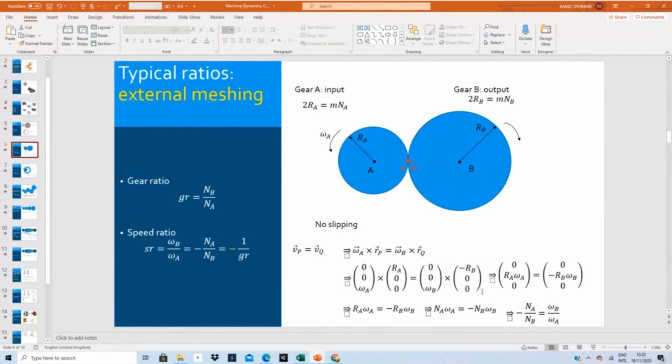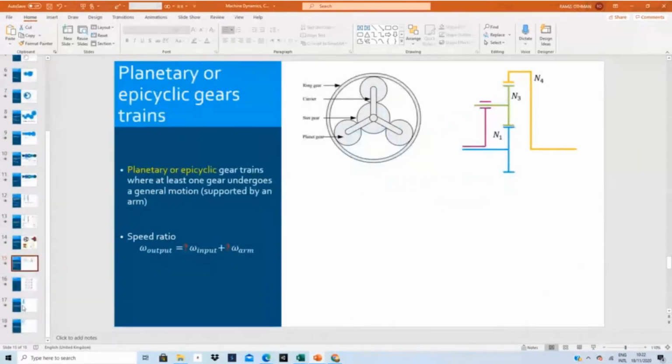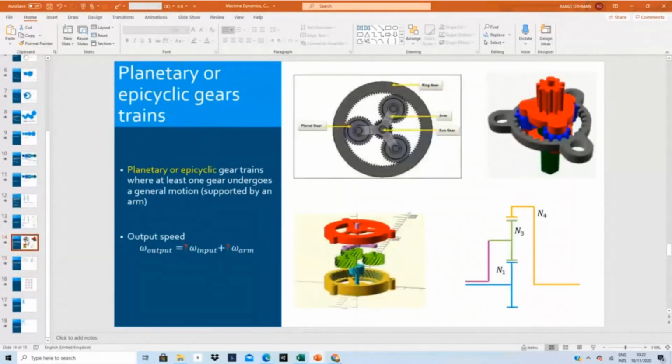Why? These speed ratios have been established assuming that for all gears, the kinematics is fixed axis rotation. In a planetary gear train, we have some gears, not all of them, that have general motion. So I cannot use the usual speed ratios.